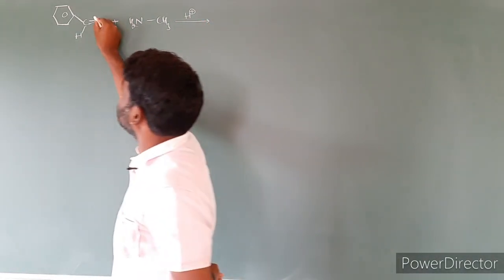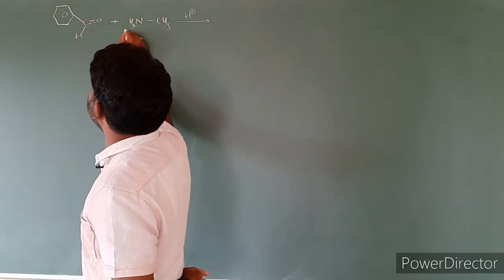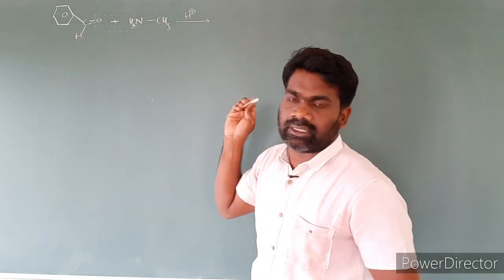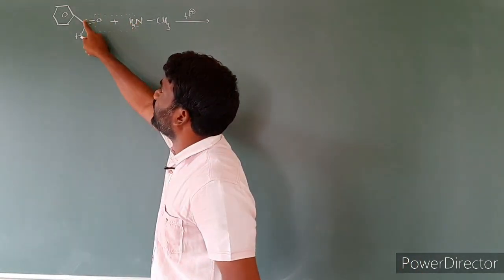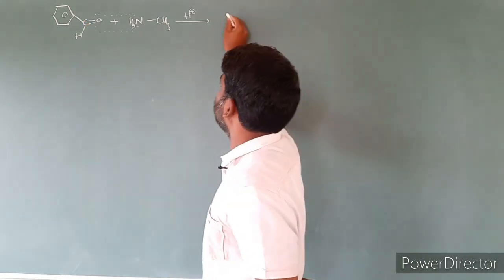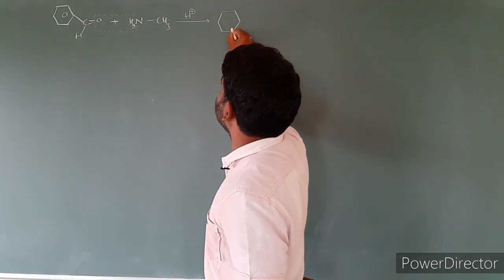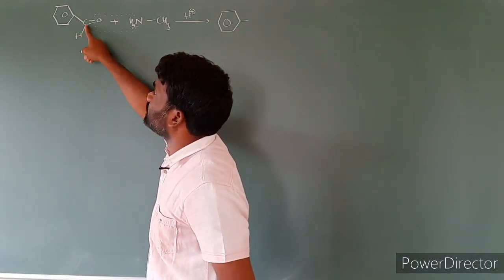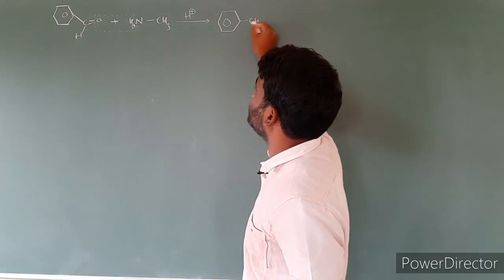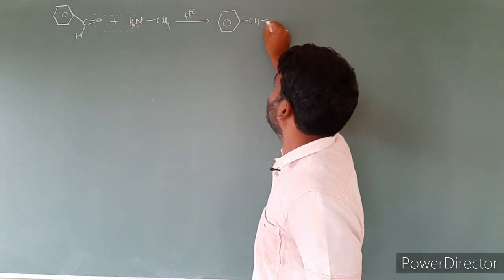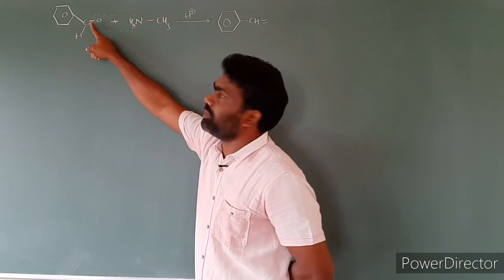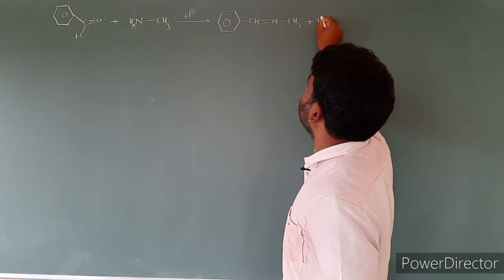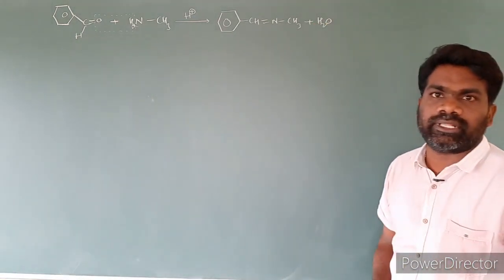To write the product, this oxygen and these two hydrogens we have to eliminate in the form of water. Clear? Then this nitrogen we have to join to this carbon through a double bond. The product is a benzene ring with a CH, having a double bond to the nitrogen, N CH3, plus H2O. So this is the product formed in this reaction.